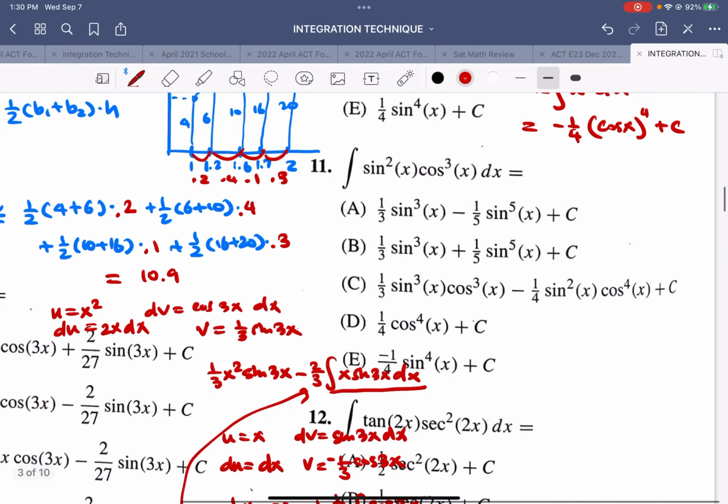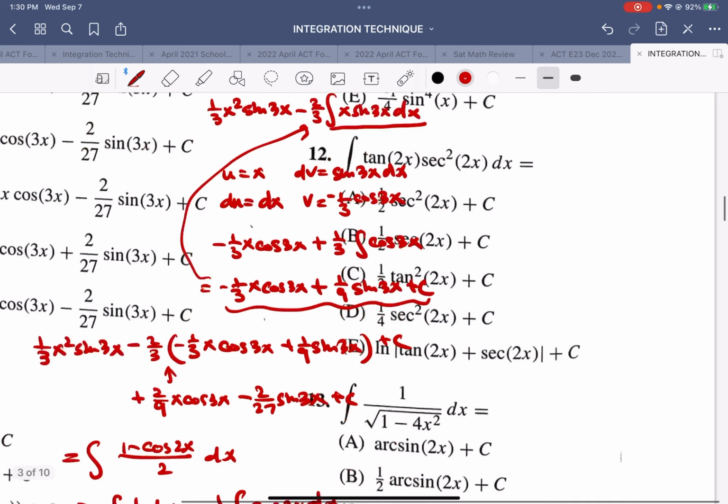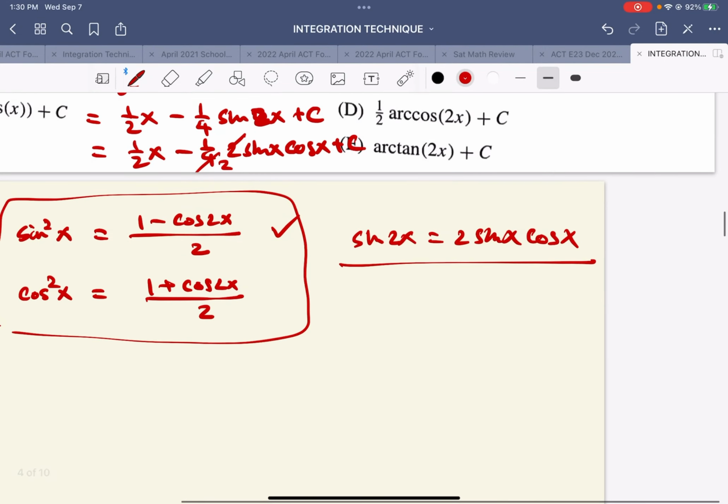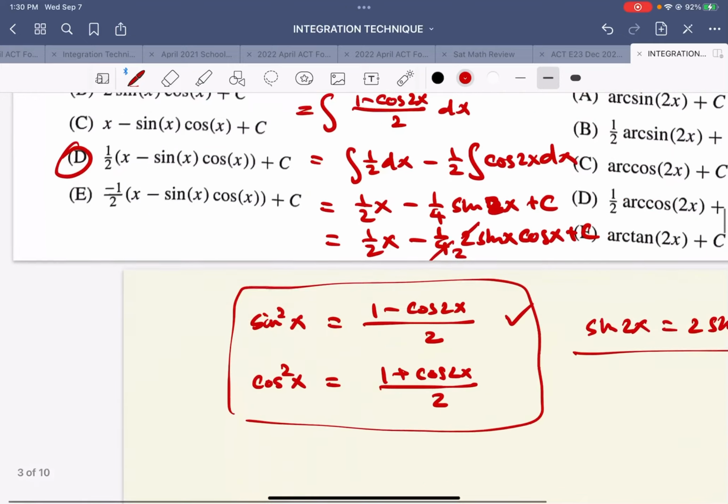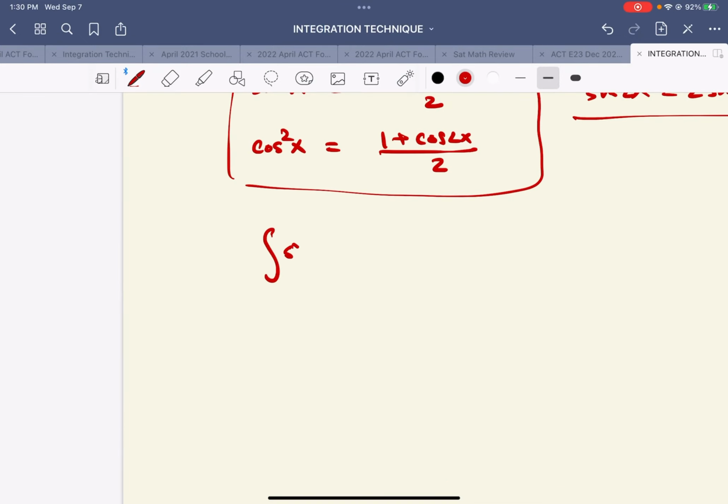Now here, if you have sine and cosine together like this, and the power is more than 1, then always try to manipulate the odd power one. Okay, so I don't have much space, so let me write down here sine squared x cosine cubed x dx. So how are you gonna do that? So that was number 10.